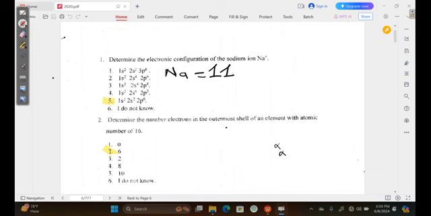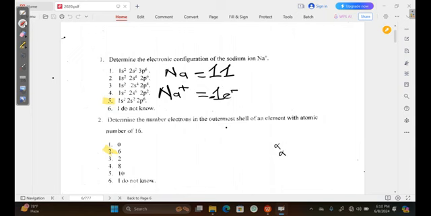What else do we need to know? So the sodium that we've been given is actually a cation because it has been ionized. So meaning that we have lost one electron. This positive sign there is simply symbolizing that we've lost an electron.